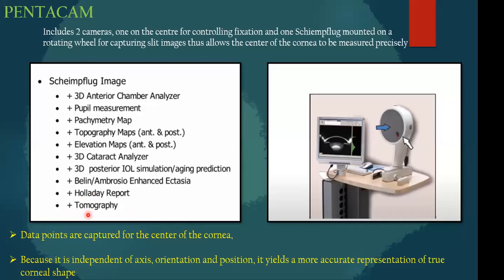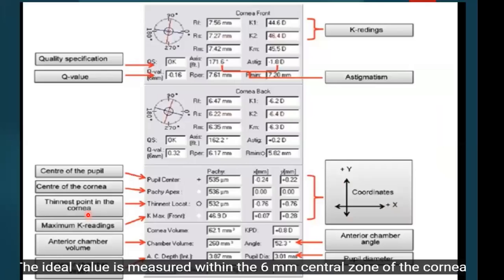And the data points are also captured from the center of the cornea, which is missed in Placido-based images. And because it is independent of any axis or orientation or position, it gives us a more accurate representation of the true corneal shape. Coming to what all you should see in a Pentacam image, before the image, we'll just discuss these few parameters that you should know.